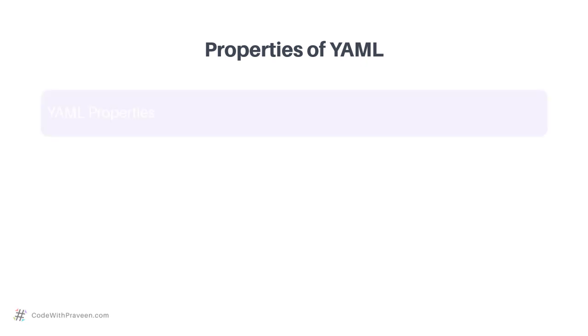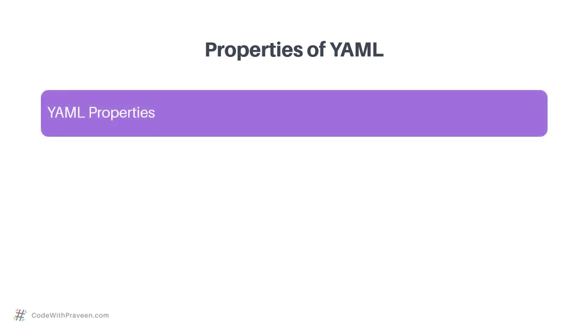Finally, let us look at some of the key properties within this YAML language. First, YAML files have a .yaml or .yml extension. You are free to use either of these extensions. Depending on the tools, they are going to use one or the other of these two extensions.